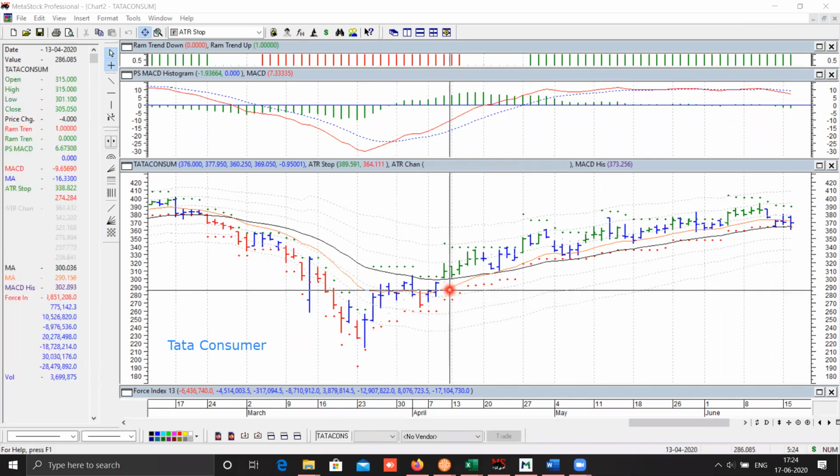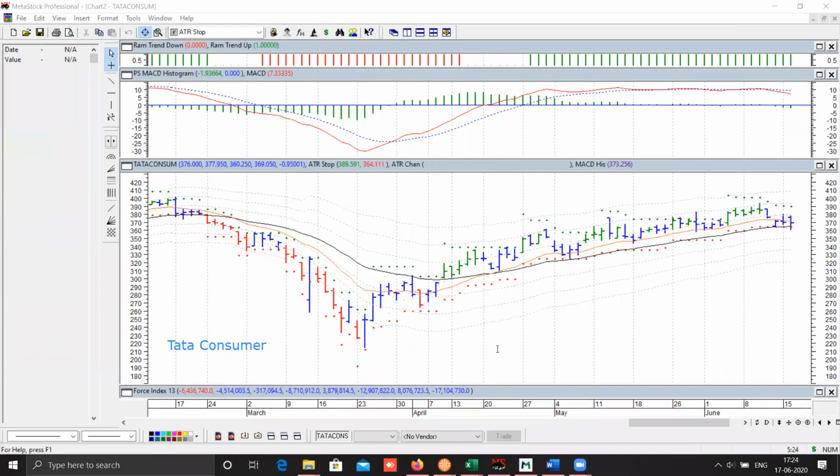When we had a buy here, the signal came at 315 with a stop at 274. So risk was 26 plus 15, 51 points. The trade happened here in this bar. After that, the stock started going strong on the upside.